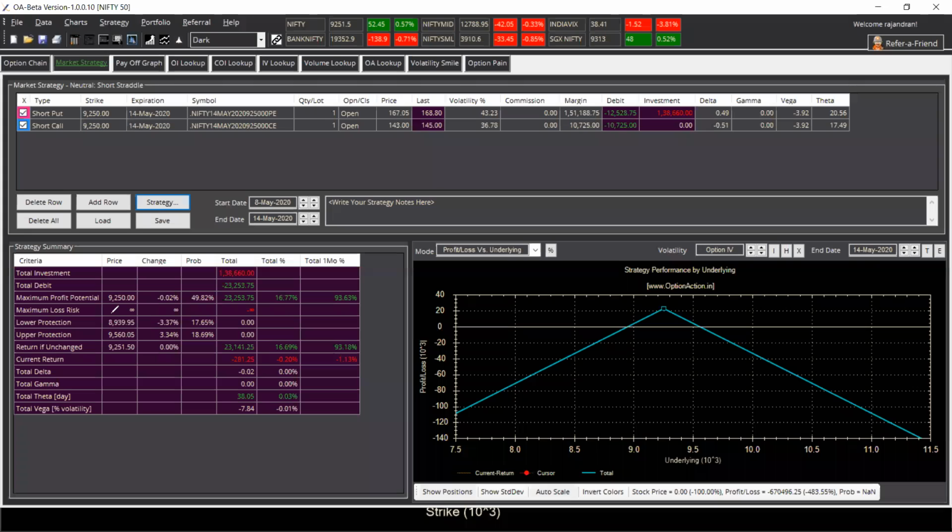Option writers are expecting a range. So this is the range they are expecting, 8,939 to 9,560. This is for the next week expiry. So they are expecting a 9,000 to 9,500 range. That's how they have been positioned. So far, it is working well for them.